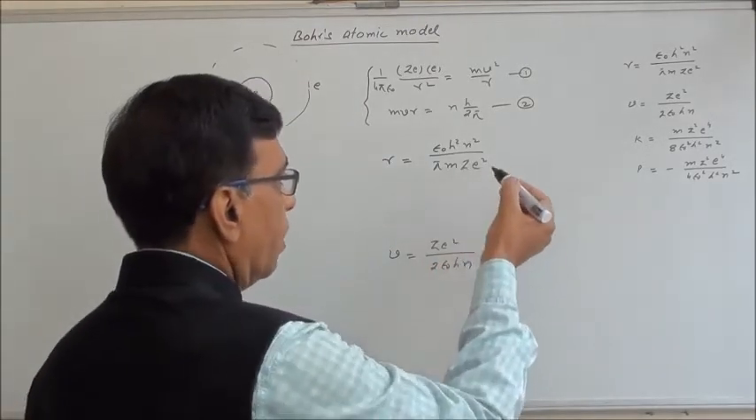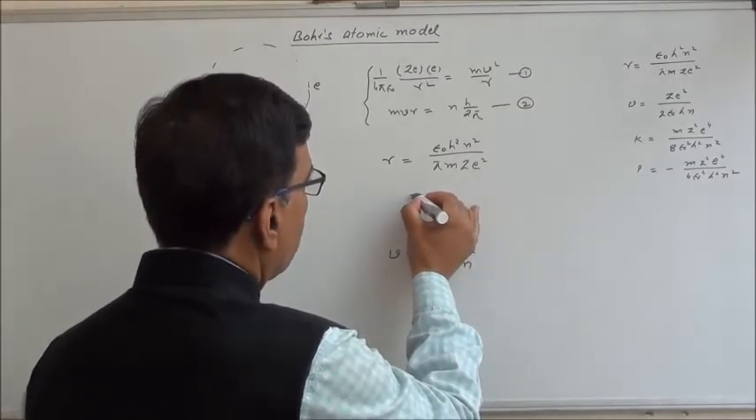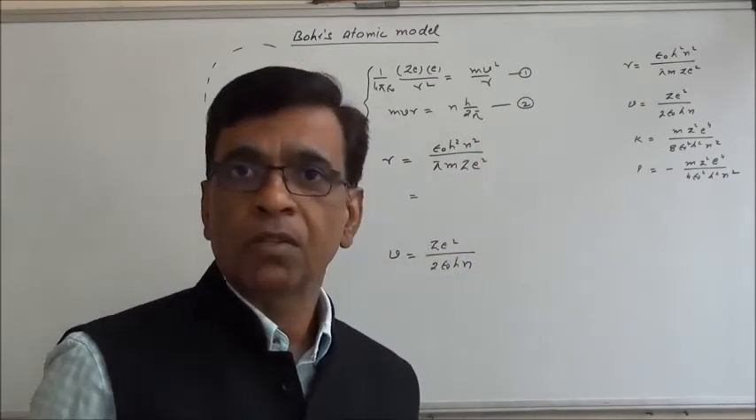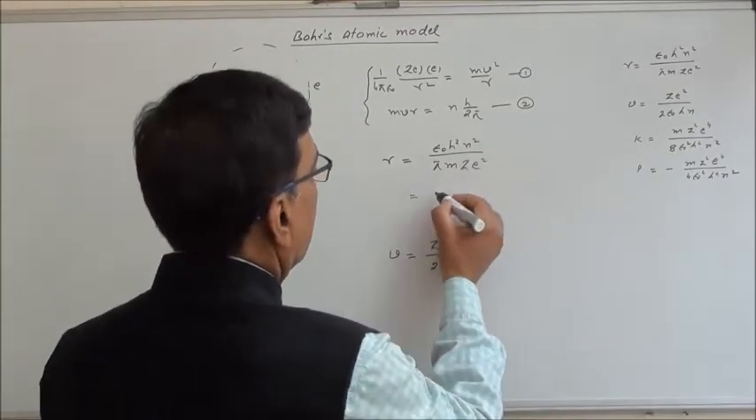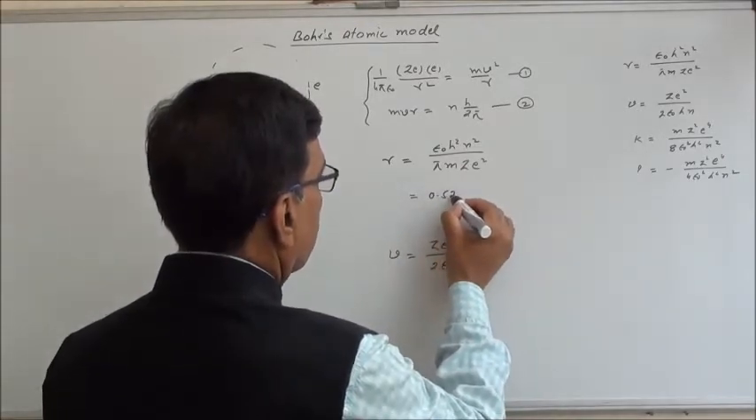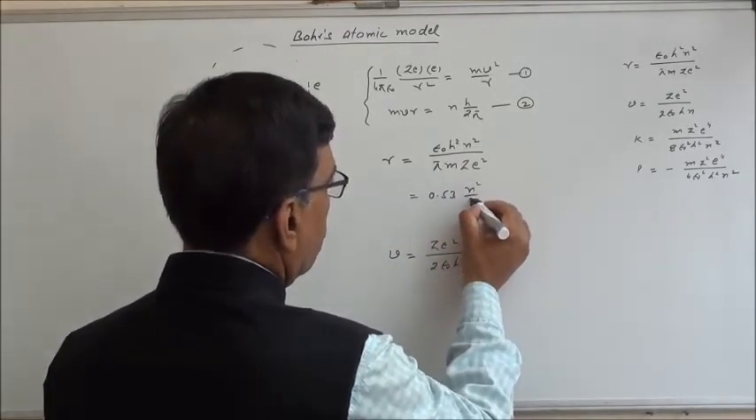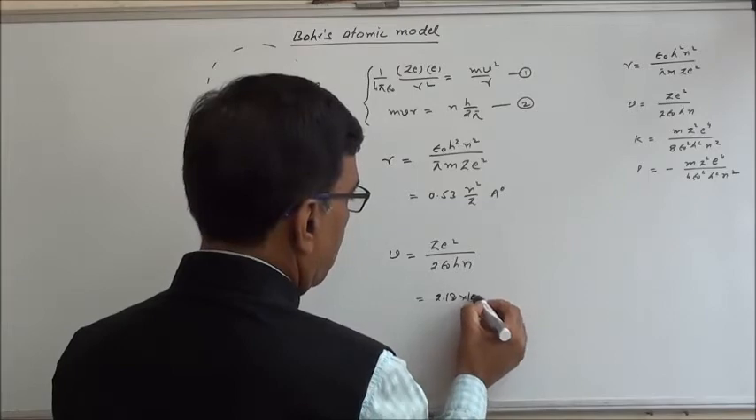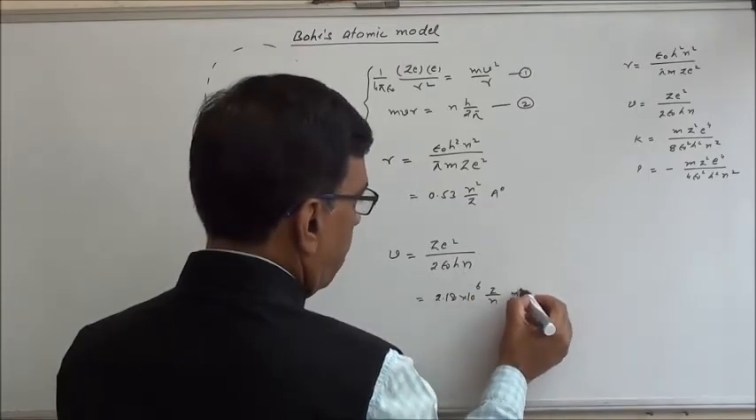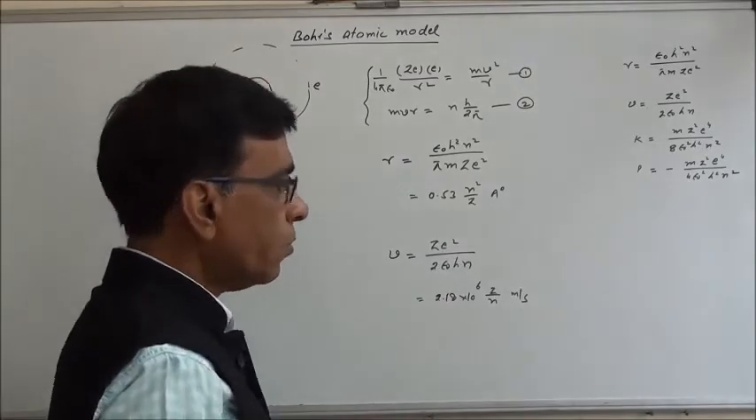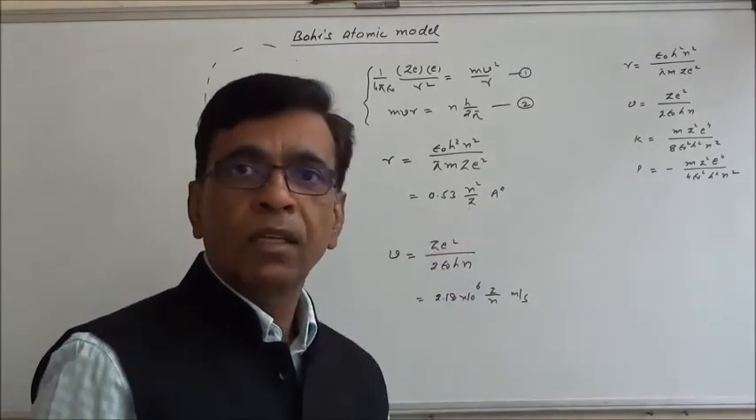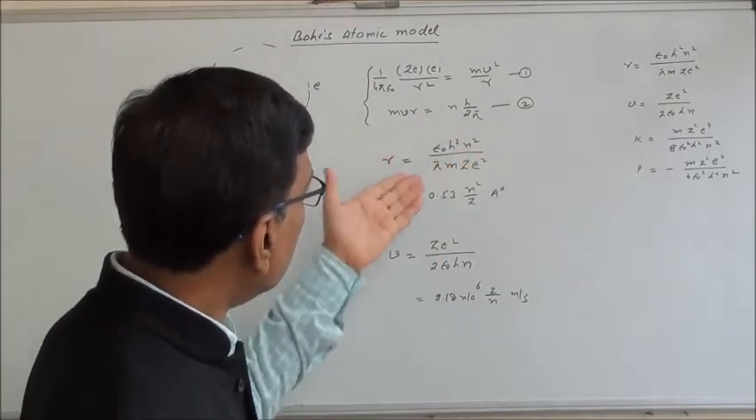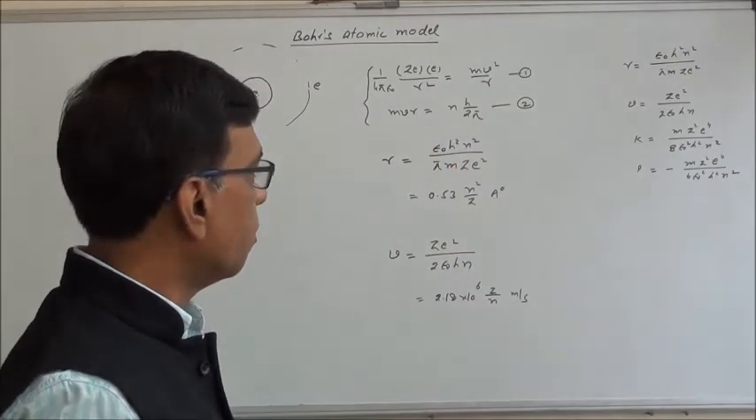Depends on the value of Z, E. So if I substitute these values, epsilon naught, H, pi, M, E, these are the constants. Z and N are variables. So it comes out to be 0.53 N square by Z angstrom, and this comes out to be around 2.18 into 10 raised to the power 6 Z by N meter per second. You can learn these expressions directly. They are very helpful in competitive exams at least, so you can keep them in mind directly.